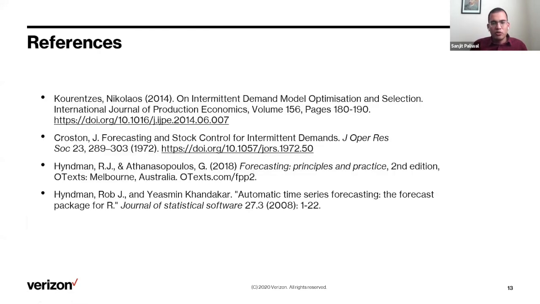And then I'll go over some of the references for today. There were two major references that I would like to go over. The first one is On Intermittent Demand Model Optimization and Selection. This is the paper by Professor Nikolaos Kourentzes, who worked for the University of Skövde in Sweden and was working on the Croston model to see how to optimize the various parameters of the Croston model based on the data.